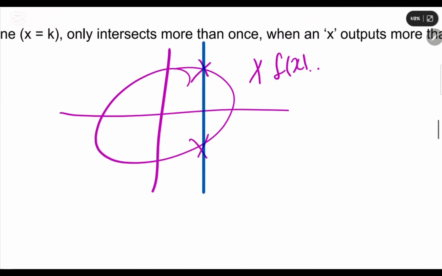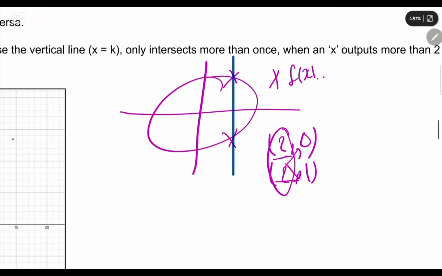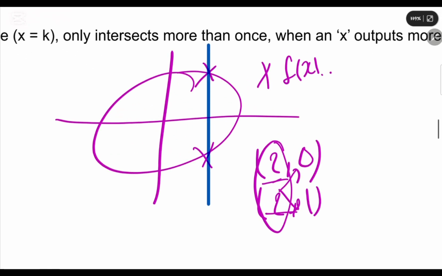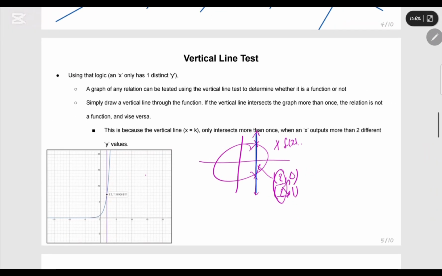Why? Because a circle relation allows things like 2, 0 and 2, 1. These x values, 2 and 2, are the same x value, but they output two different y values. Therefore, it's not a function. And if you were to plot it on here, that happens. The vertical line crosses through twice, which obviously again signifies that this relation is not a function.